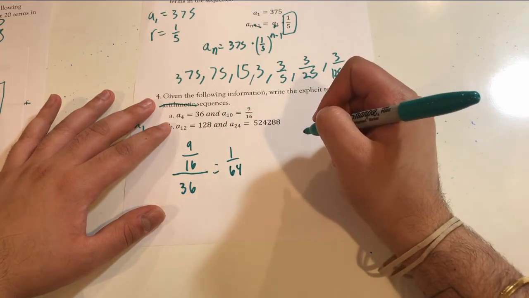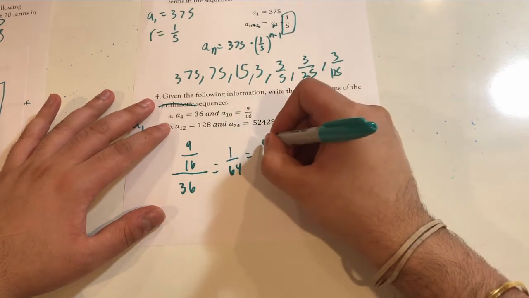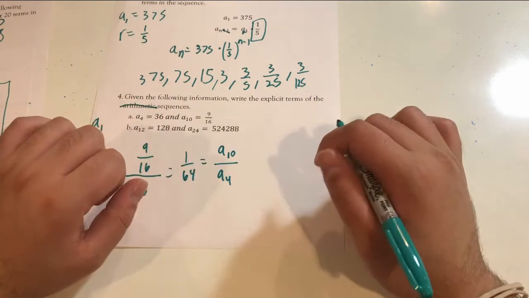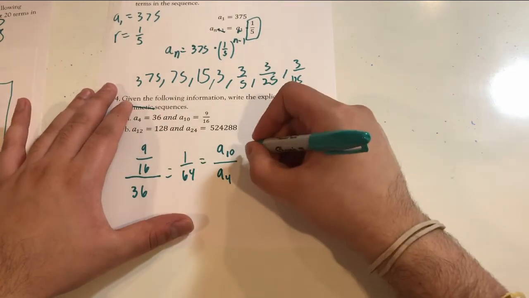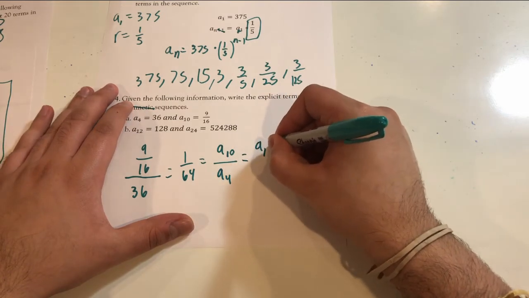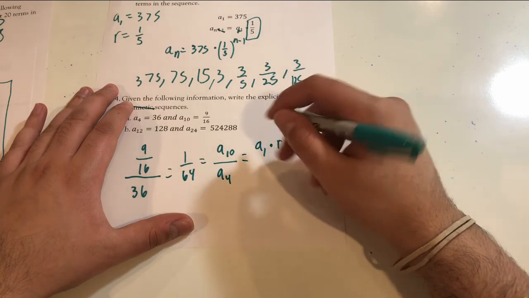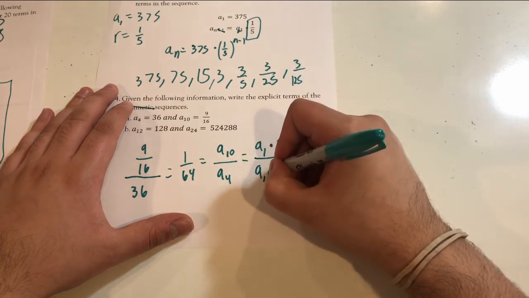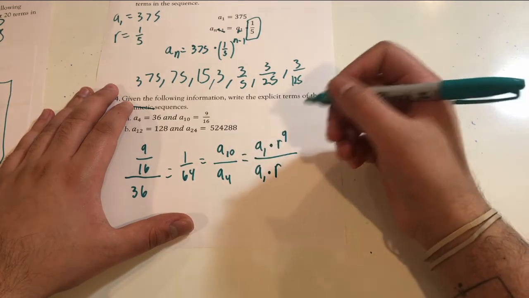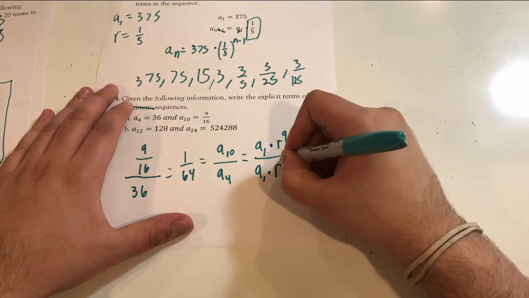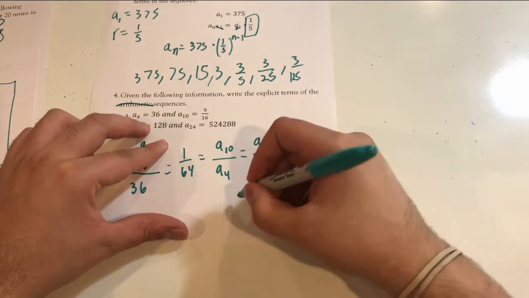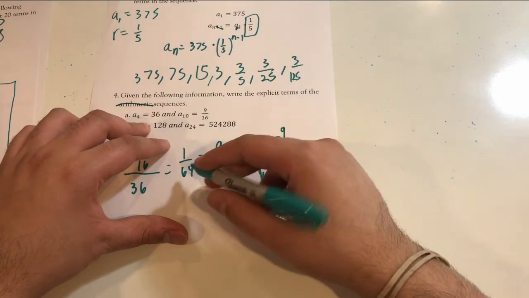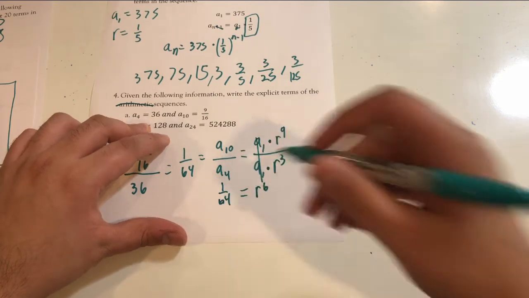So we got this 1 over 64 by taking a sub 10 and a sub 4 and dividing them with each other. Let's convert these to what their explicit formulas would look like. A sub 10 would be a sub 1 times the common ratio to the 10 minus 1, or the 9th power, while a sub 4 would be a sub 1 times the common ratio to the 4 minus 1 power, which is 3. Now we can start simplifying this, and you find that a sub 1 cancels out, and the r's simplify to r to the 6th. So this 1 over 64 just equals r to the 6th.